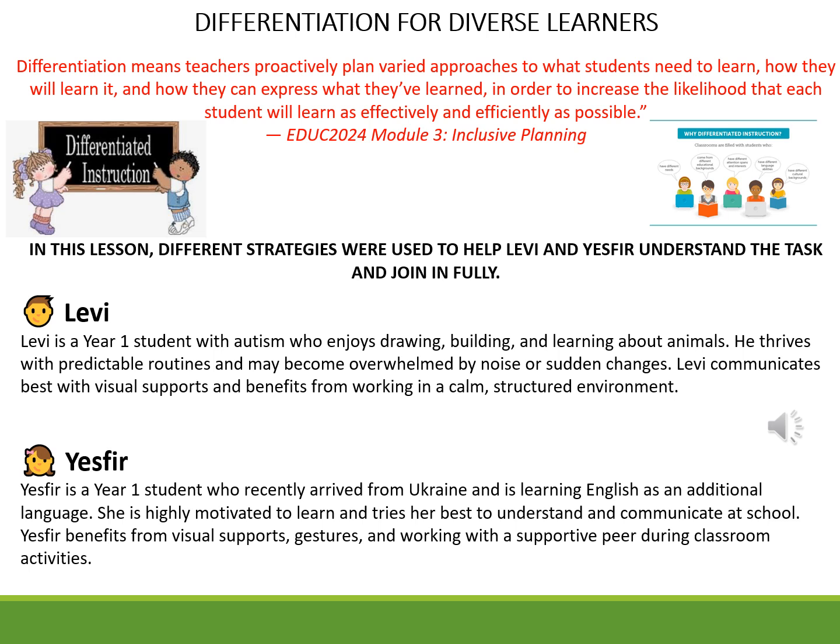Levi, who has autism, needed predictable routines, visual schedules, and a quiet place if he felt overwhelmed. I also gave him the choice to draw or build first. These adjustments focus on the learning environment and the process by giving him options that reduce anxiety. He was able to show his learning without needing to speak in front of the class.